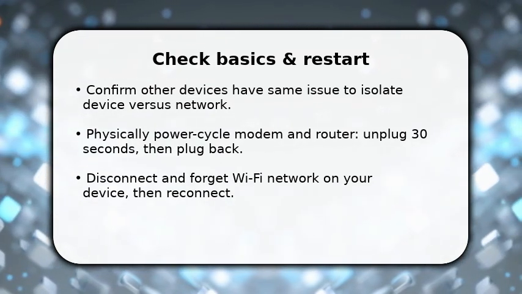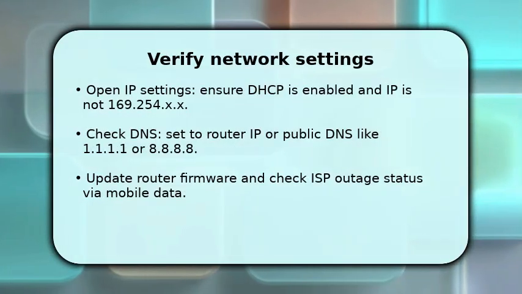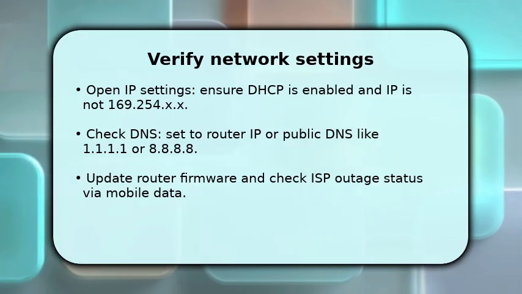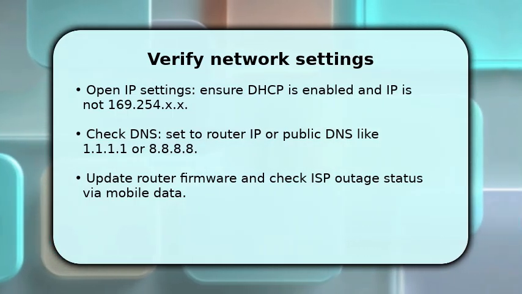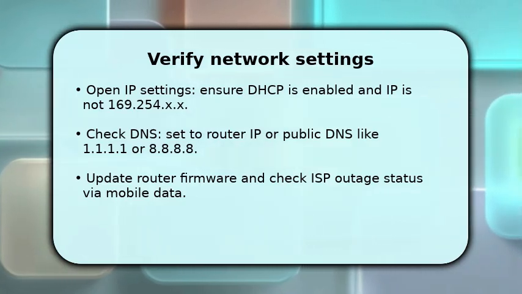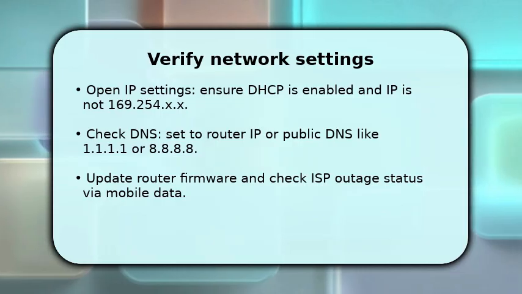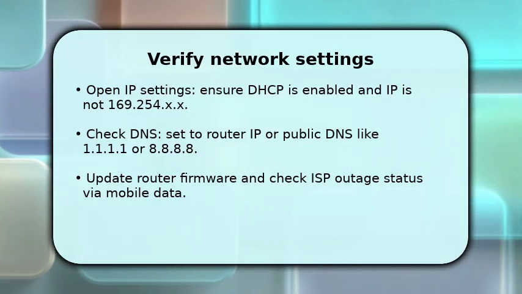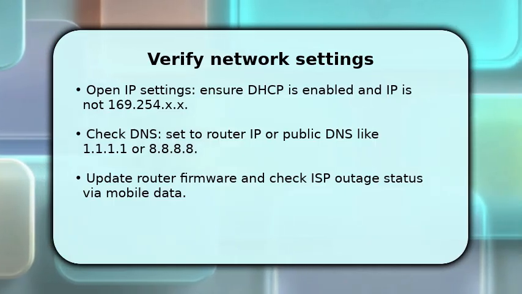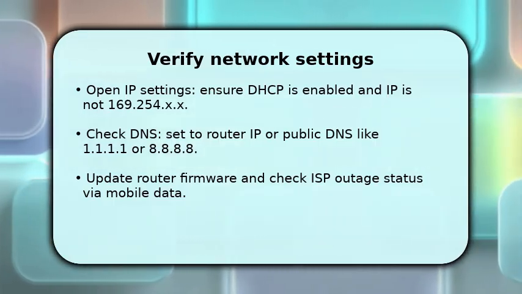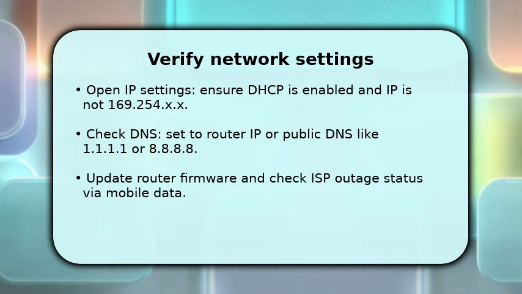On your device, confirm DHCP is enabled so the router assigns a valid IP. If you see a 169.254.x address, renew the lease or reboot again. Next, check DNS, temporarily set it to 1.1.1.1 or 8.8.8.8 or the router IP to rule out DNS failures. Also, update router firmware, if available, and quickly verify an ISP outage via mobile data.